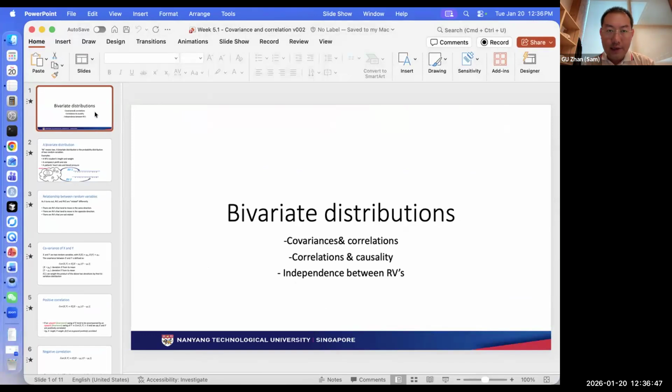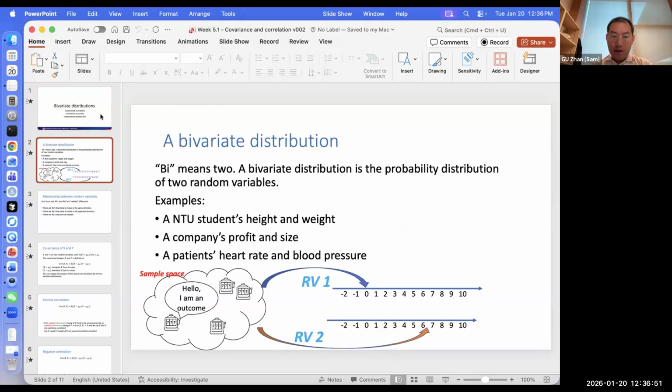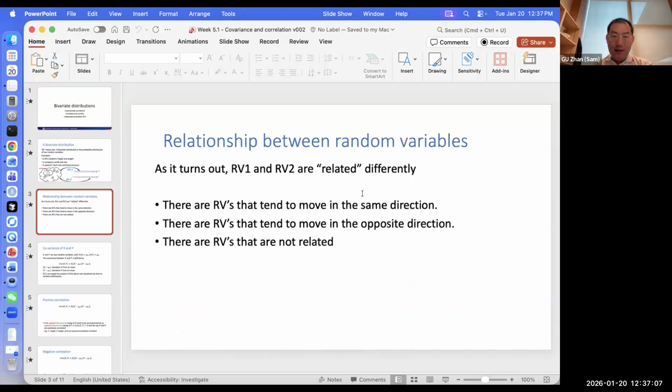Week 5.1, covariance and correlation. That means two random variables. Use students' height and weight: what different combinations uniquely characterize one of the students? The relationship between random variables.